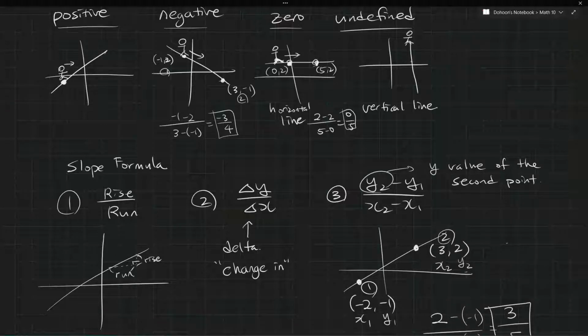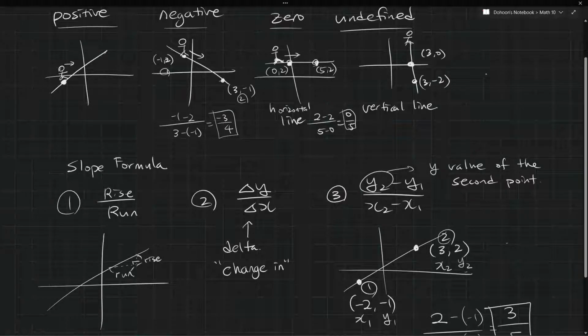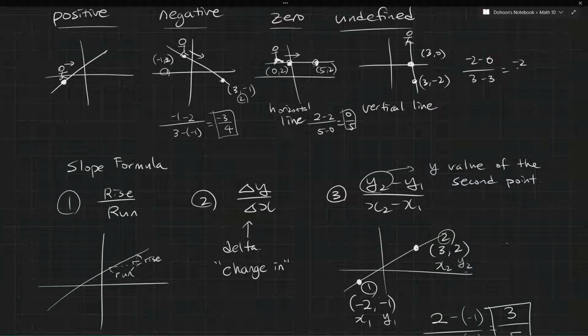Lastly, the undefined slope. Let's say I use this point and this point, where this is, let's say, 3 and 0, and this is, let's say, 3 and -2. Okay. And then I can use my slope formula again. -2 minus 0 over 3 minus 3, which is -2 over 0. Oh, well, we can't do this, right? Remember, from earlier in our lifetime, we've learned that dividing by 0 is impossible. Why? Because it's undefined. Undefined number means undefined slope. Right? Hopefully this makes sense too.